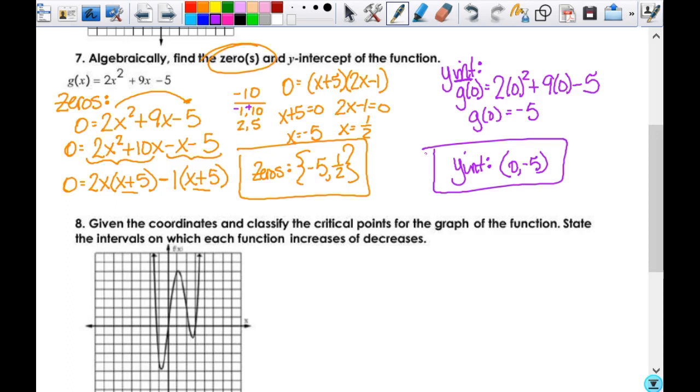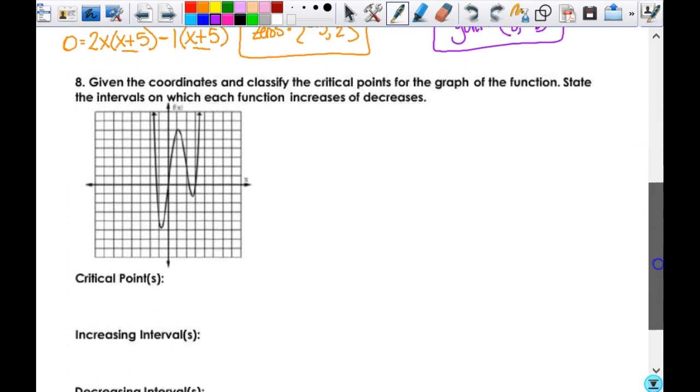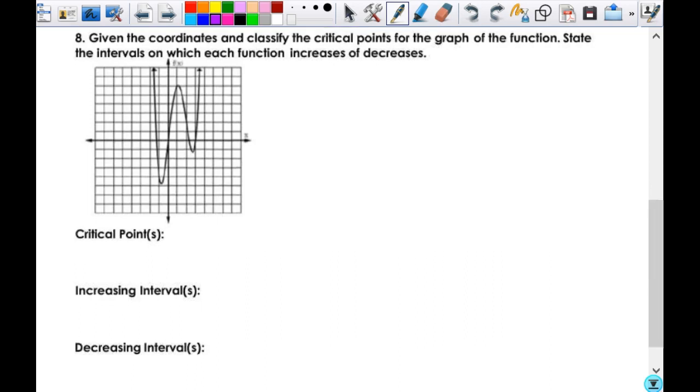Okay, so number 8 says give the coordinates and classify the critical points for the graph of the function. State the intervals on which each function increases or decreases. So these aren't exactly on grid lines, so we're going to estimate, because we're not going to worry about getting the calculators out for something like this. And like I said in class, when you estimate, it's either a whole number or it's a 0.5. That's it. Don't even try.